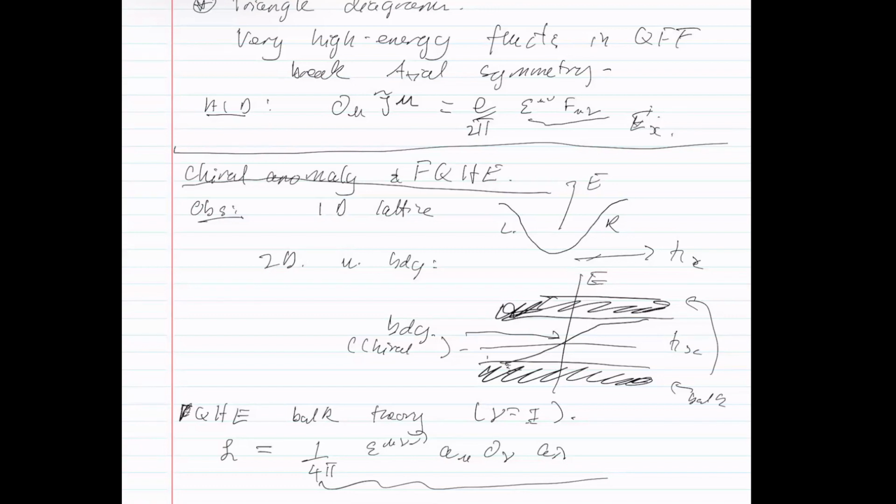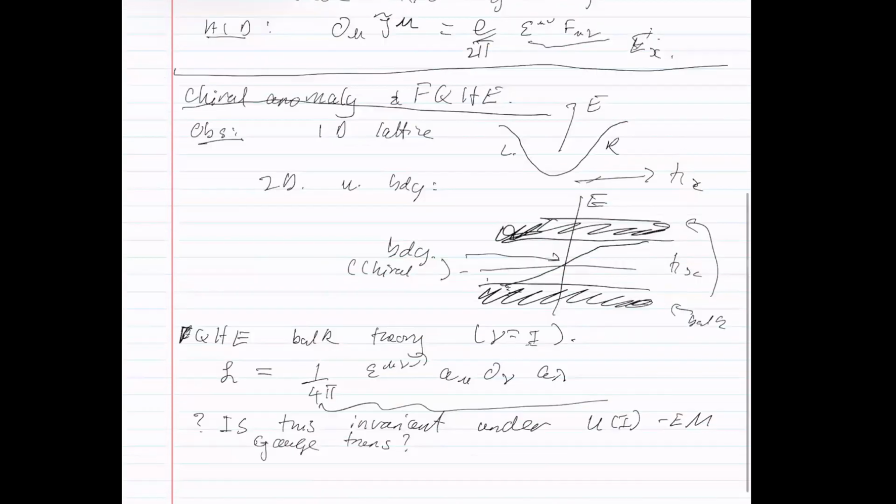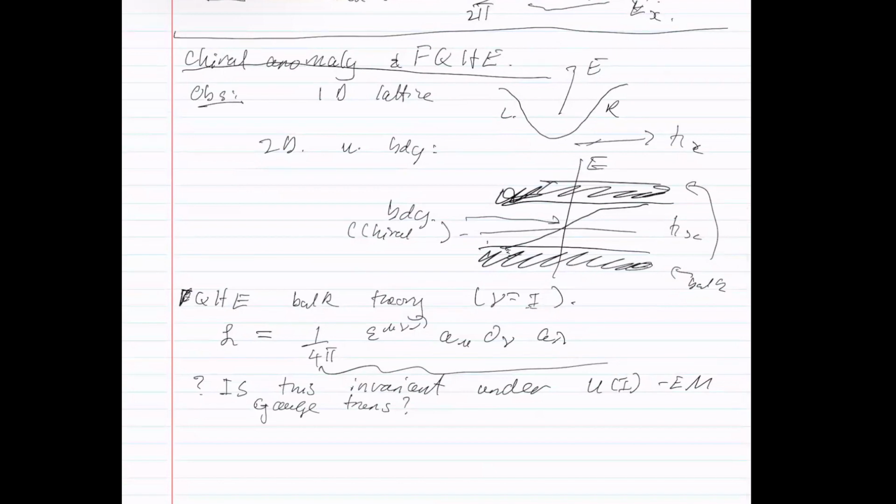So these are going to be our gauge fields. And let's ask: is this invariant under U(1) gauge transformations? Okay. And so let's go ahead and do the calculation. Let's take A mu goes to A mu plus d mu alpha. Alpha is going to be my gauge parameter. So what happens to L?